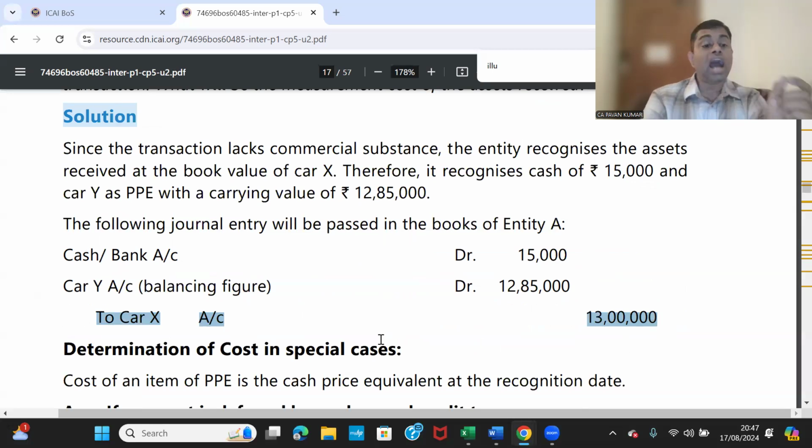That's it. So the new car you got, that is only 12 lakhs 85,000. I'll not consider the fair value of the new car or the fair value of the old car. The cash I have given, and the book value of the asset I have given, I know. So the value at which the new car will be recorded in my books is the balancing figure. That's it. Full stop. Simple. Accounting standards are simple till the time you complicate them.